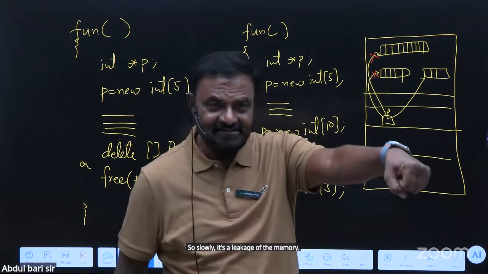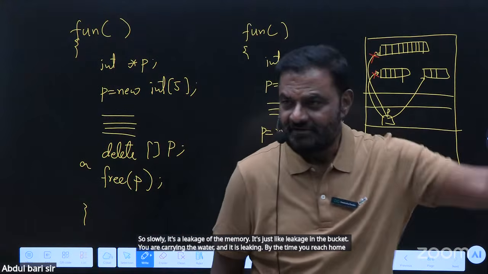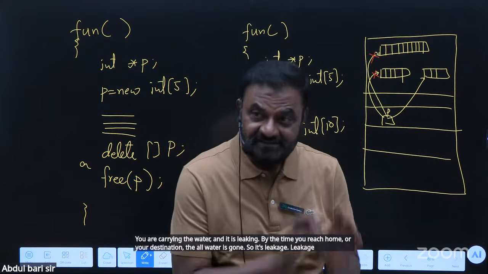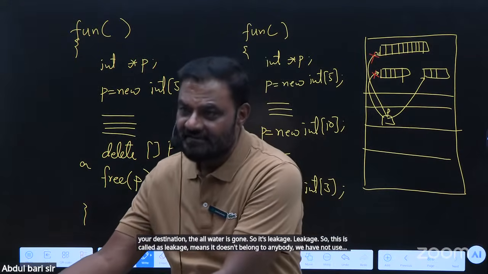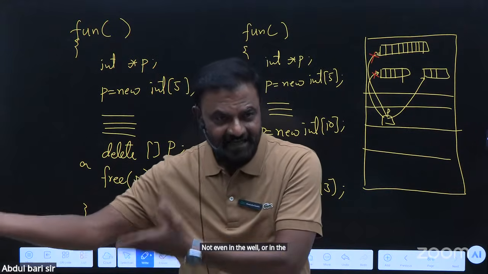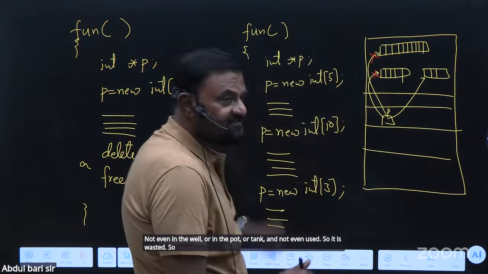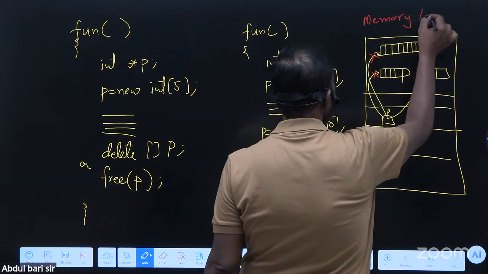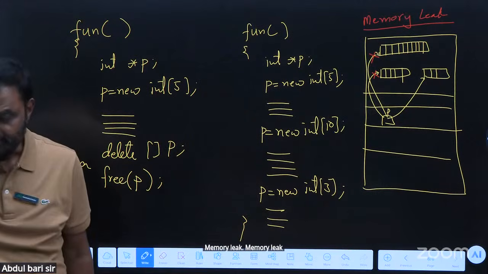It's just like leakage in a bucket. You are carrying the water and it is leaking. By the time you reach home or your destination, all the water is gone. So this is called leakage, which means it doesn't belong to anybody. We have not used it. It's not there in the resource, not in the well, the pot or the tank, and not even used. So it is wasted. This process is called memory leak. I have explained to you about memory leak.